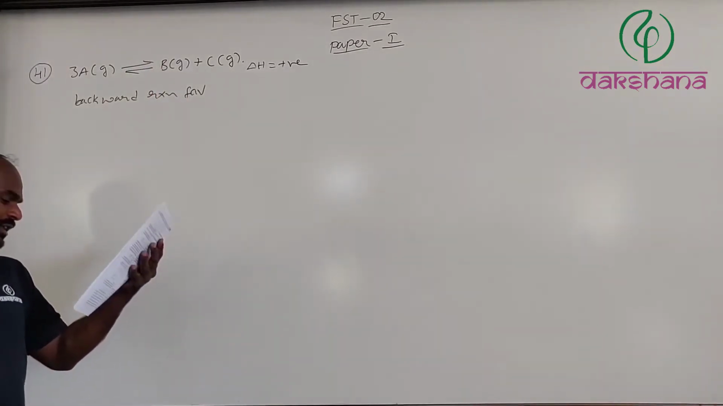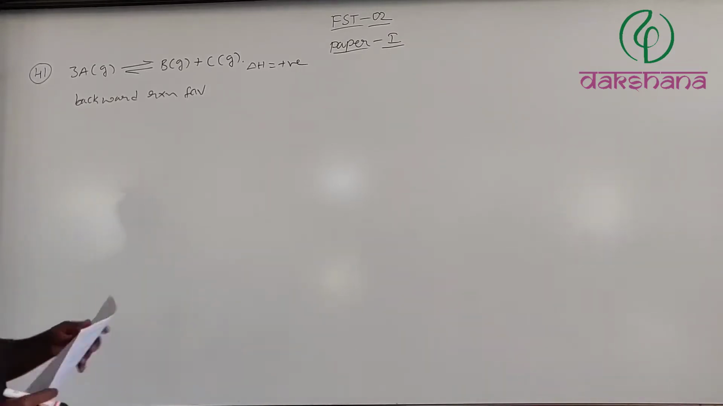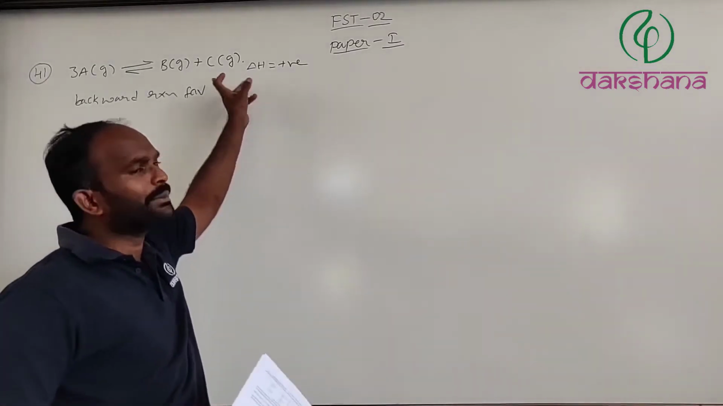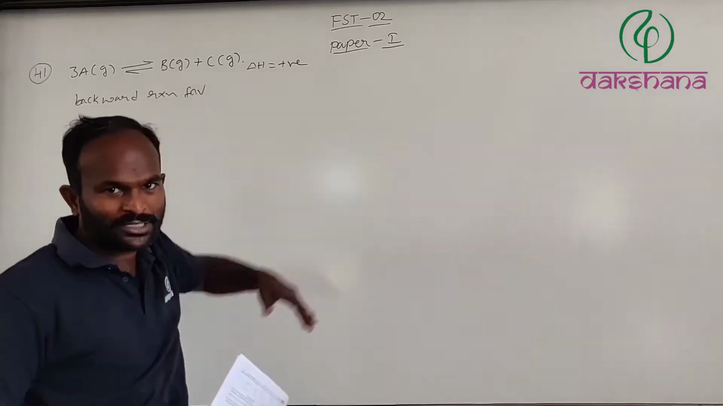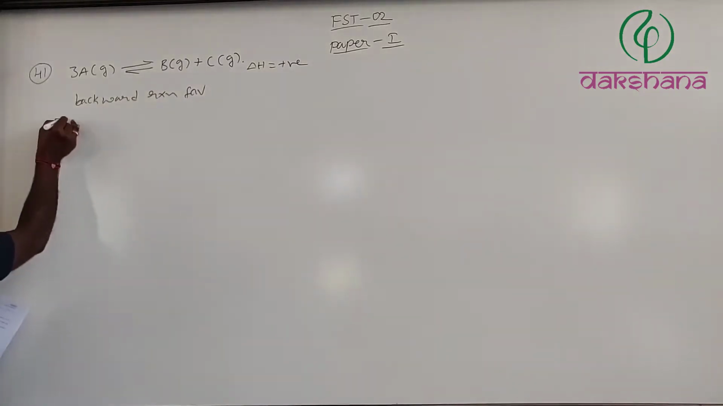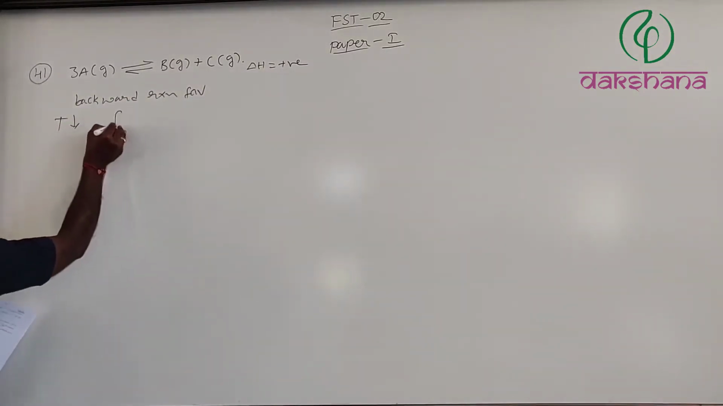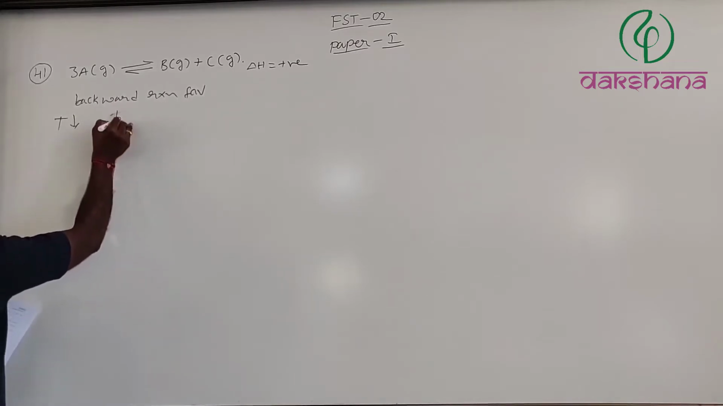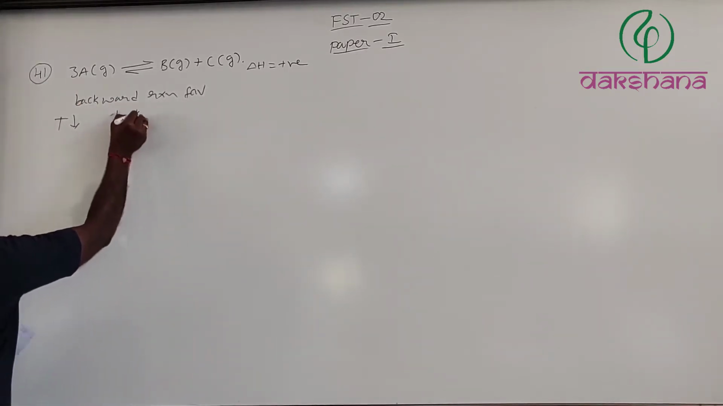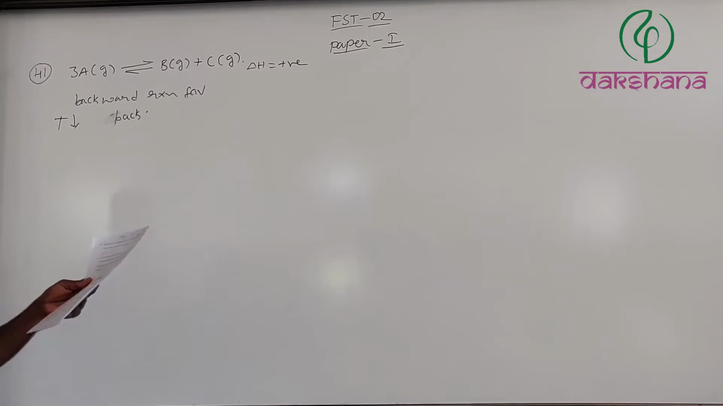So the first option is decrease in temperature. Since it is an endothermic reaction, increase in temperature shifts the equilibrium towards the forward direction. Therefore, decrease in temperature definitely shifts the reaction backward. No doubt about it.